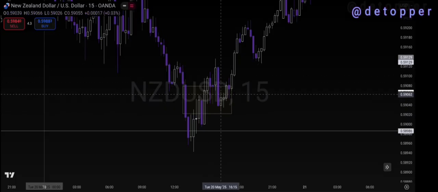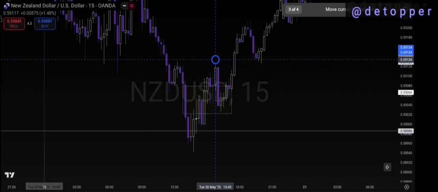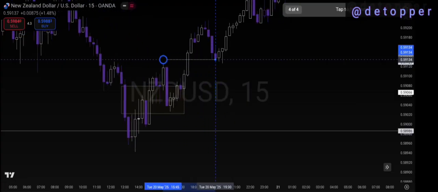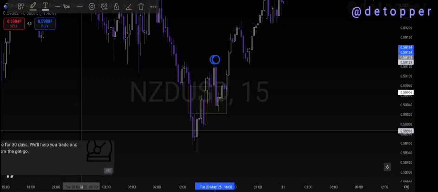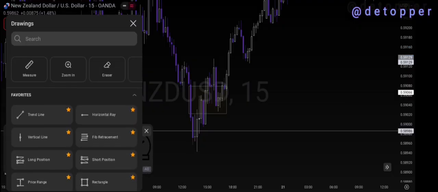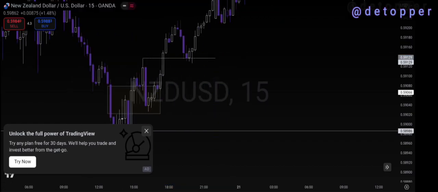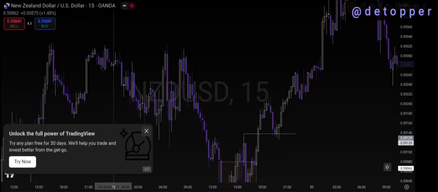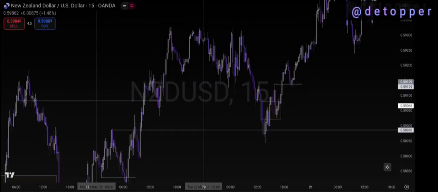Or we might say, okay, let's wait for this to break. So here, there was a break. Automatically it becomes a breaker block in alignment with a fair value gap. So this right here is a unicorn, the ICT unicorn model. You could see everything from just logic.